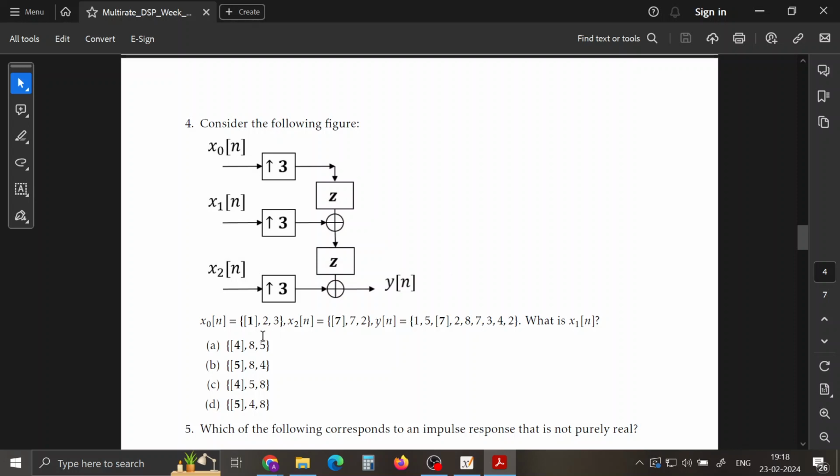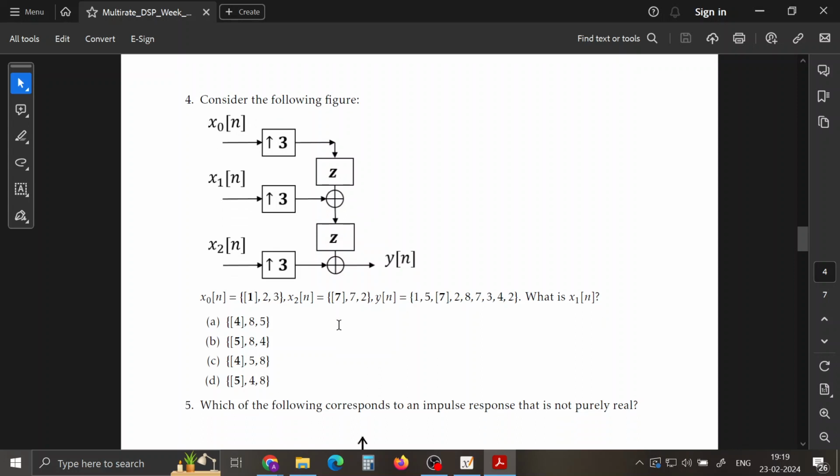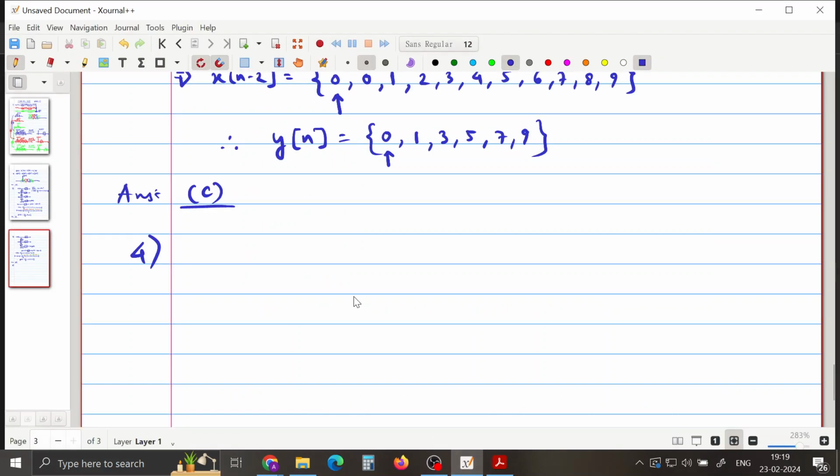And again, in this notation for the sequences, one of the values is kept inside a box, which corresponds to the sample at index n equals 0. I am always using the standard convention, that arrowhead notation, to indicate the sample at n equals 0. Here they have used a box, but I'll stick to the arrowhead notation. So let's quickly solve this as well. Again, the process is the same.